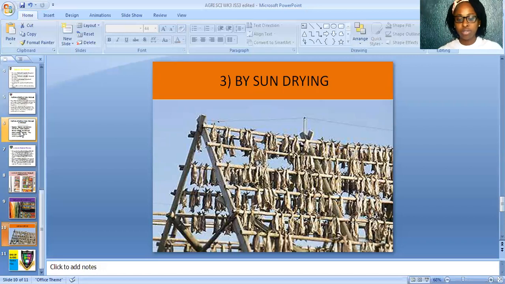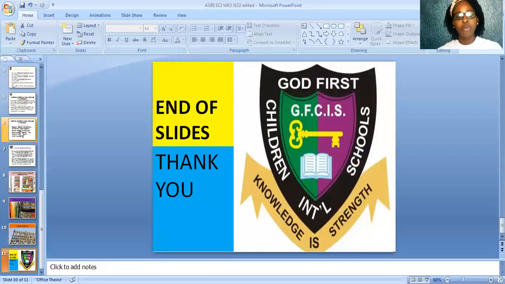We've come to the end of today's lesson, and we discussed storage of farm produce. I know that you are able to define farm produce and also define storage of farm produce. You can also give reasons why we store our farm produce, and discuss different ways of storing farm produce.